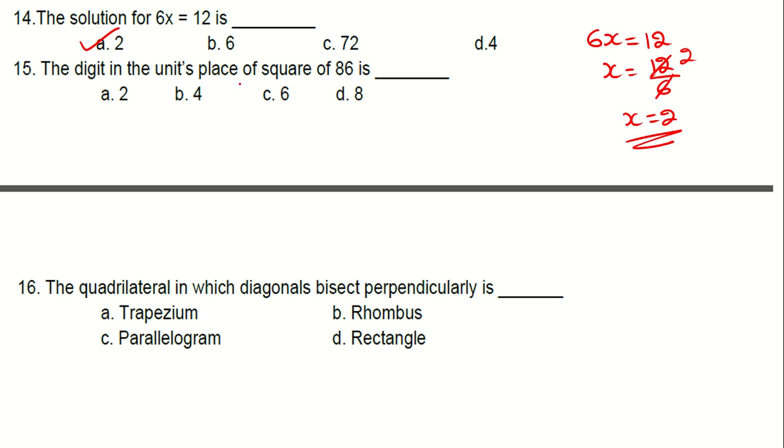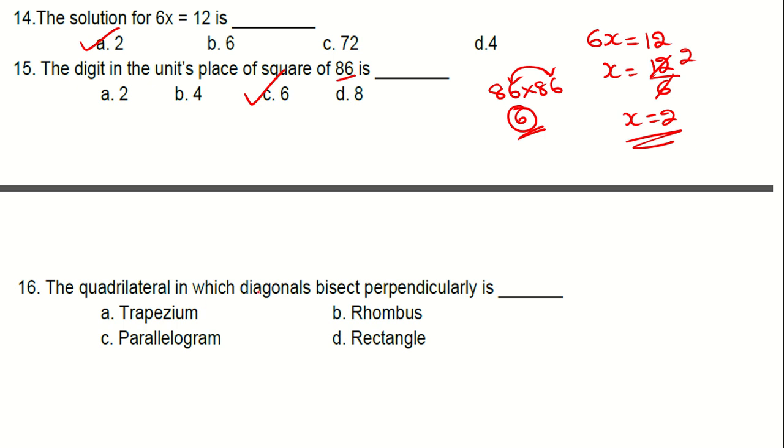The digit in the unit place of the square of 86 is: for finding the square of 86, you have to multiply these two numbers first. 6 sixes are 36. Here this is in the unit place, or the ones place. Therefore 6 lies in the ones place of the square of 86.